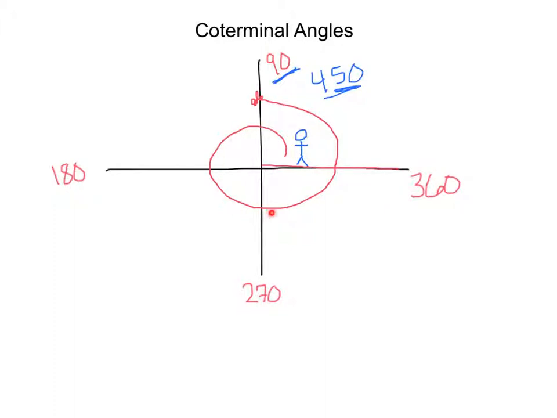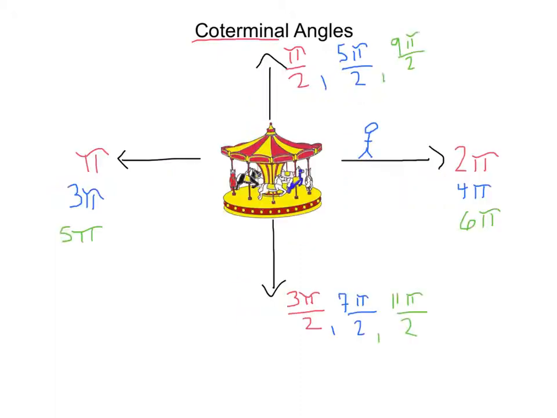I went 360 and I kept going 90 more, but I'm in the same spot as the 90 degree line. So this is what's known as coterminal angles. While technically coterminal angles have a different degree measure, we can treat them exactly the same in mathematics.